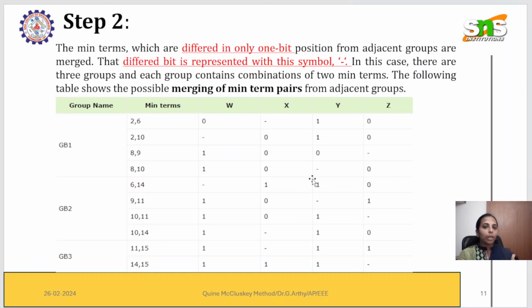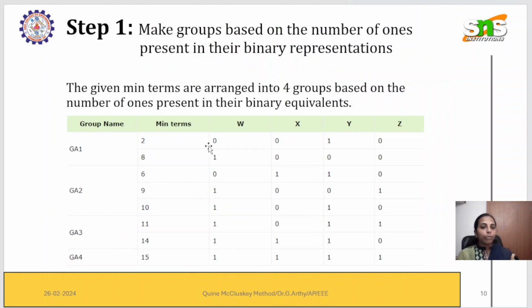So next, we have to compare every minterm with the successive group's minterms, and find the number of bits that vary by 1 bit position. In the first step, you see 2 and 8 are one group, and 6, 9 and 10 are the second group. So compare every minterm of the first group with the minterms of the other group.